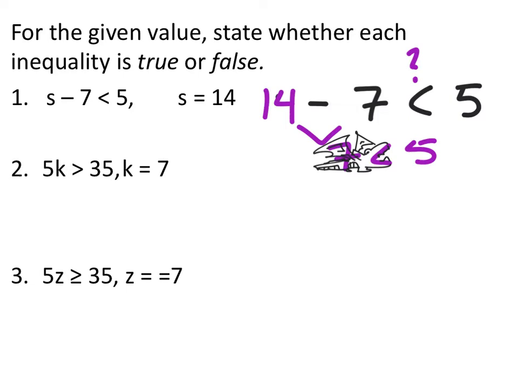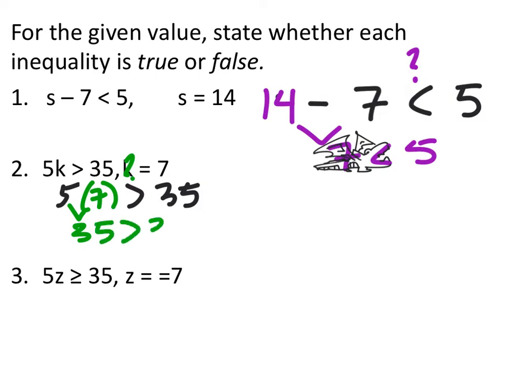So next up, we got number 2 here. Again, we're just checking for truthfulness at this point. So we got 5 times k is greater than 35. But we're going to replace the k with the 7 right there. So, yeah, here we go. Take that, make it 7. 5 times 7 is 35. It's a question mark there, yeah. Well, then we got to ask ourselves, is 35 greater than 35? Hopefully we know the answer to that is no, so this one's false.